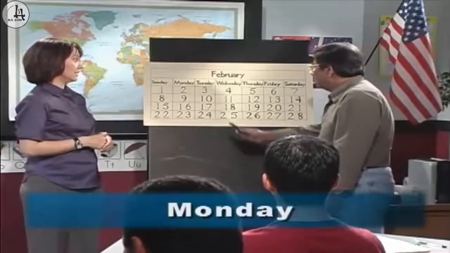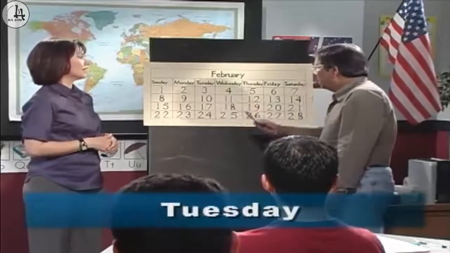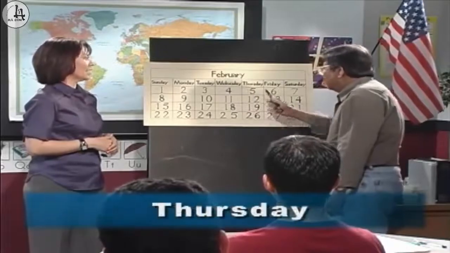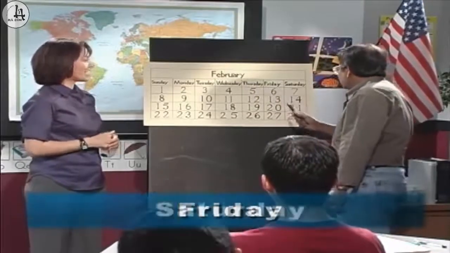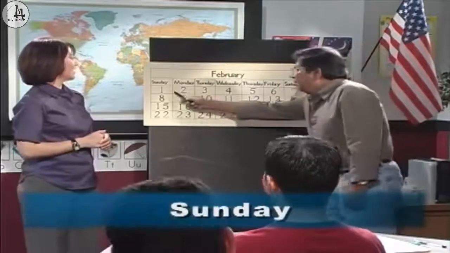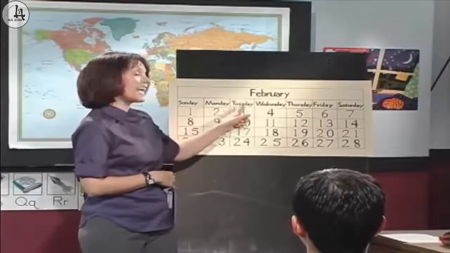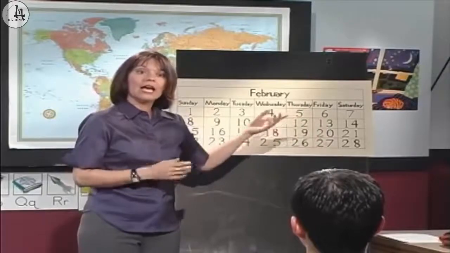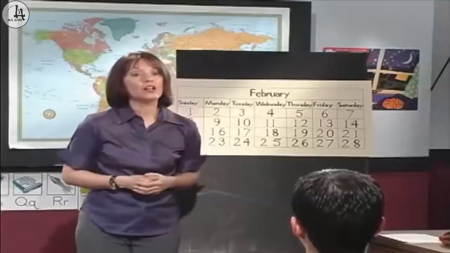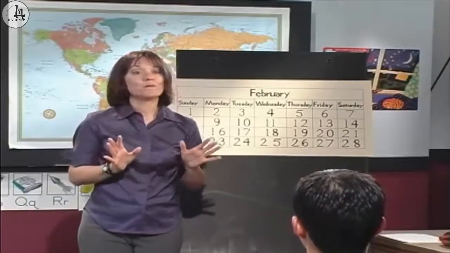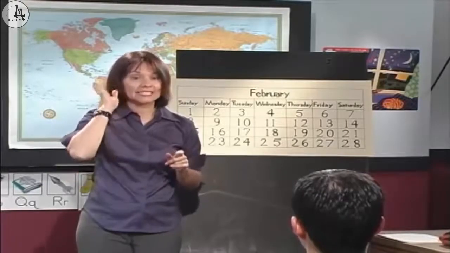Monday, Tuesday, Wednesday, Thursday, Friday, Saturday, Sunday. Very good work. So there are 7 days in a week. How many months are there? 12. That's right. There are 12 months in a year. Let's take a moment to learn the months. Watch and listen.